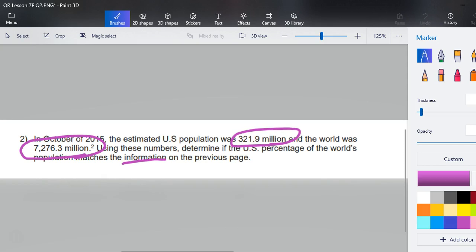So I'm going to take 321.9 million and I'm going to divide it by 7,276 and 3/10 million. In other words, taking the US population as a part to the whole of the world population. And when I punch these numbers in, I'm going to punch in 321.9 divided by 7276.3 and multiply by 100. And to the nearest hundredth, I'm getting 4 42/100%.